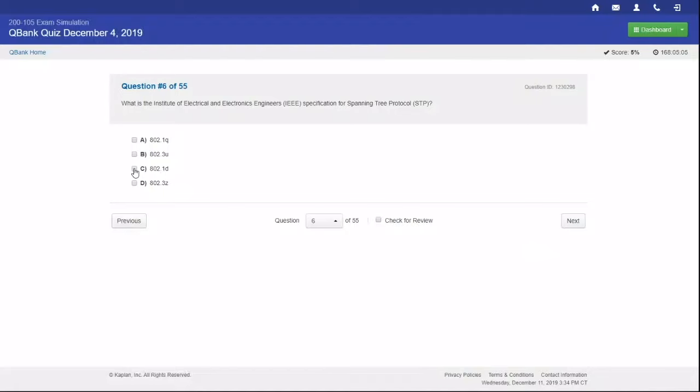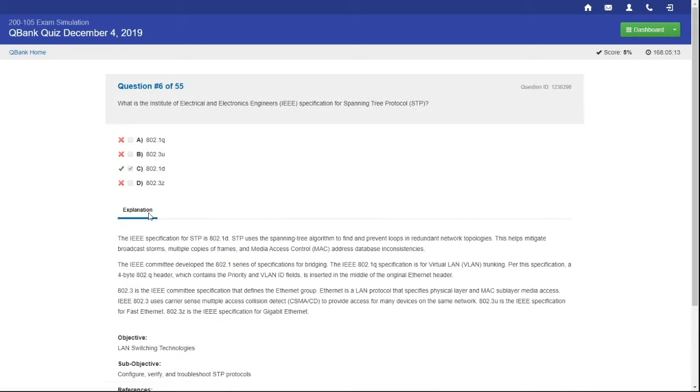Isabella, what was the top answer? Top answer was C, and I believe that was the correct answer. 802.1D is the correct answer. You've got to give me feedback on how this works, and I'm sure we'll be able to improve this as we go. So the answer is C, you are correct.